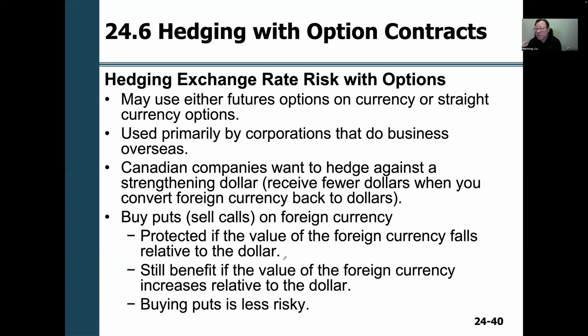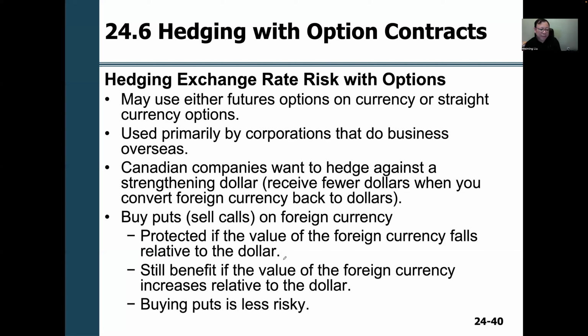So if the Canadian dollar is going up, and they are doing business, let's say in China, they receive a lot of Chinese money. Now they want to bring the Chinese money to Canada. If at that time the Canadian dollar is stronger, that means they can convert it into fewer Canadian dollars. So that's a risk they need to hedge.